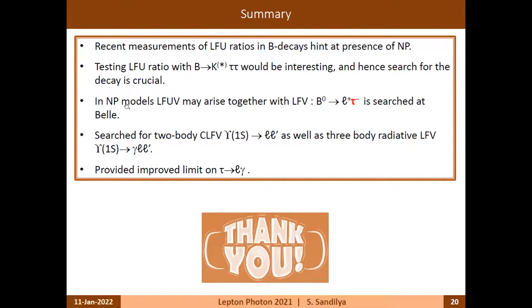In many new physics models, lepton flavor universality violation may arise together with lepton flavor violation. So searches for lepton flavor violating decays are also very important. B to K l tau, particularly with the tau in the final state, is searched. Similarly, lepton flavor violating decays in other modes like Upsilon(1S) are also searched. And we also provided an improved limit on tau to mu gamma and e gamma. So that's all from my side. Thanks.